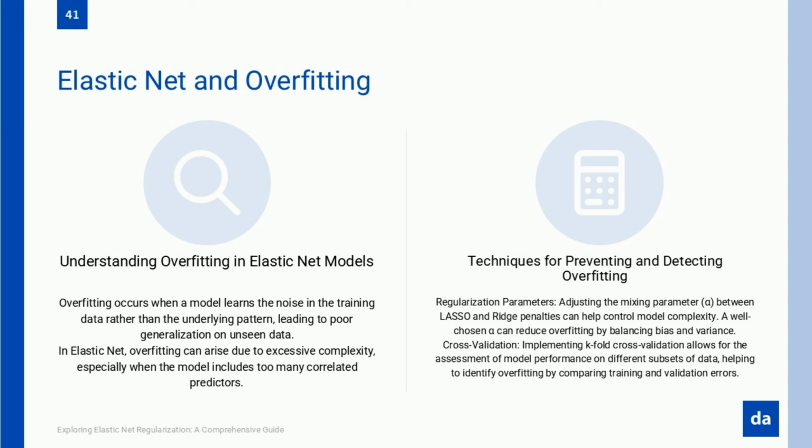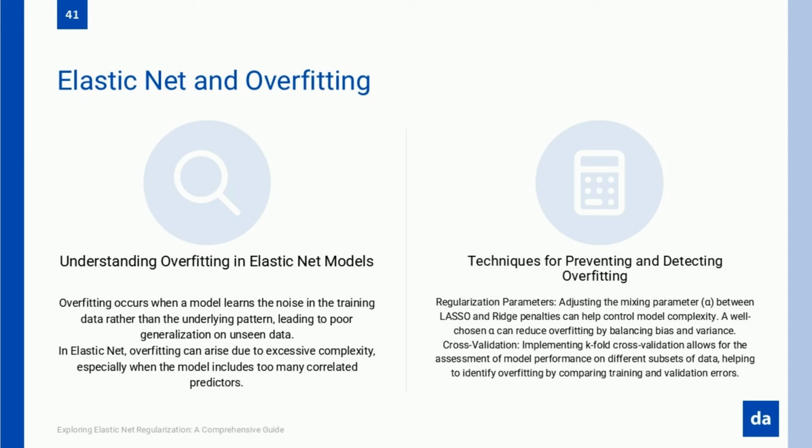The main way Elastic Net combats overfitting is through lambda, the regularization strength. When lambda is too low, the model fits too closely to the training data, capturing even small fluctuations that don't generalize well. When lambda is too high, the model becomes overly simplistic and ignores useful information. By tuning lambda carefully, often using cross-validation, we find the right balance, ensuring that the model learns meaningful patterns without overfitting.